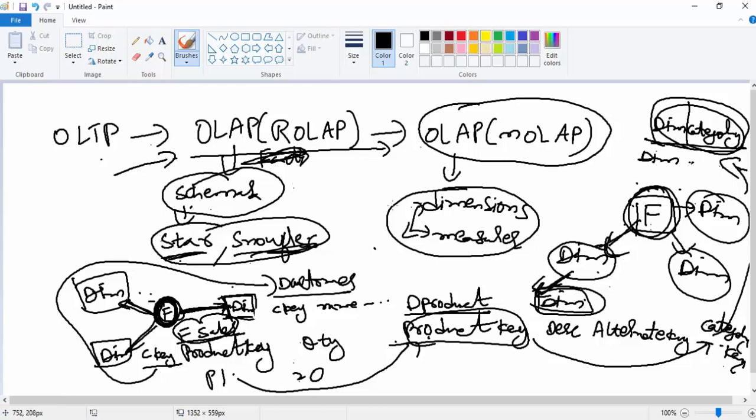Now after this relational OLAP, we will take the data as a source and build the multi-dimensional online analytical processing. This is MOLAP. For MOLAP you might get the data from OLTP or from relational OLAP. That's fine. Generally we will take it from relational OLAP. In MOLAP we basically deal with dimensions and measures. What is a dimension, what is a measure?